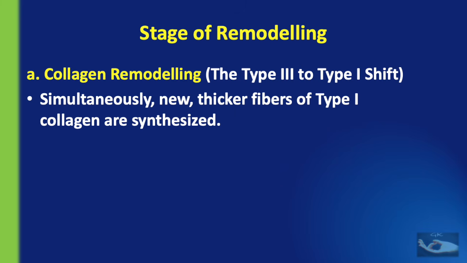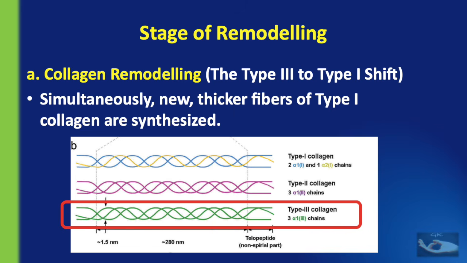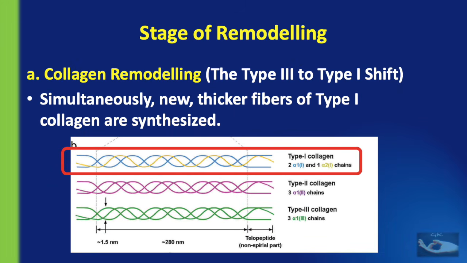Apart from the shift of type 3 to type 1, new thicker fibers of type 1 collagen are also synthesized. This continuous cycle of synthesis and degradation is known as collagen turnover. Type 3 collagen is a homodimer of 3 alpha 1 chains, while type 1 is a heterotrimer of 2 alpha 1 and 1 alpha 2 chains.